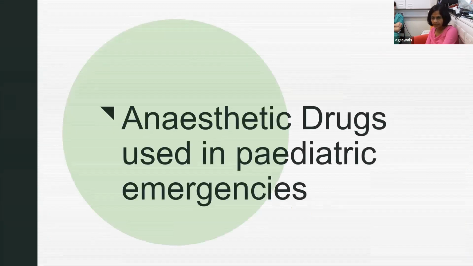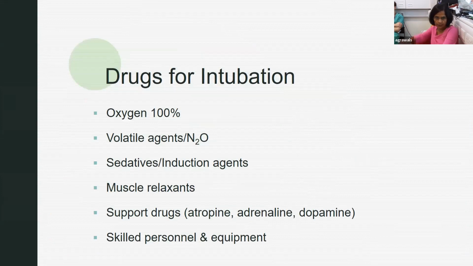Very briefly, the anesthetic drugs in pediatric emergencies. Well, of course, oxygen comes first and foremost. Volatile agents are for theaters; we're not going to talk about that. Sedative and induction agents are what we would use when we're intubating patients. Muscle relaxants, and support drugs, as I spoke about.